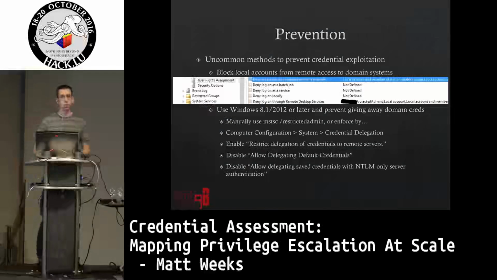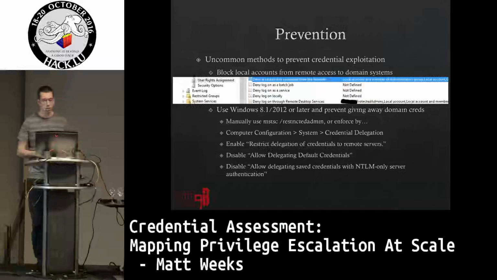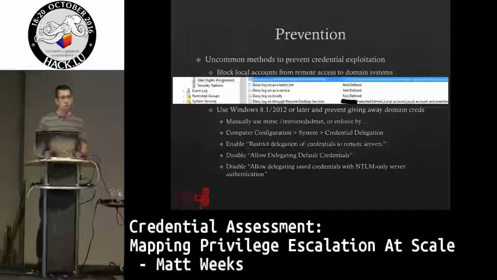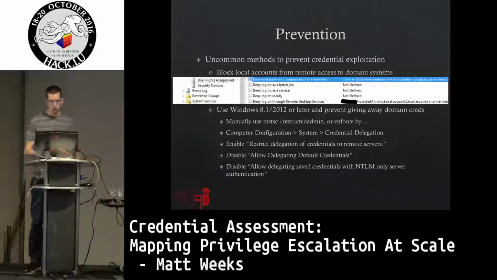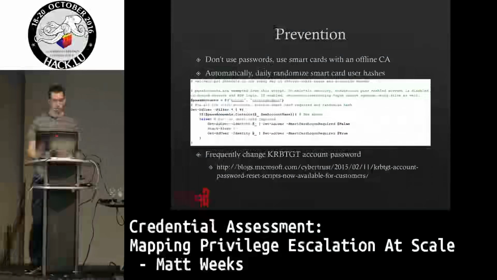And then use some of the newer features in Windows 8.1 and 2012 and Windows 10 and 2016 as well to prevent giving away domain credentials. So you can go into group policy and you can actually prevent people from giving away their credentials to a remote system via remote desktop. Make sure you first enable restricted admin, then test it out to make sure that will work for your administrators before you go on to forcing that, because otherwise a lot of things will not work as expected. And so this will help a lot with preventing your administrators from giving away their password to different systems.